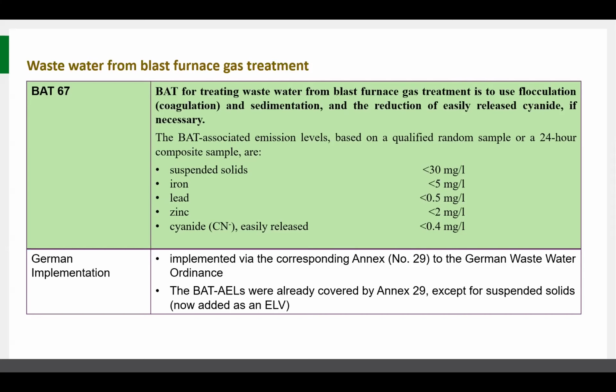We also address the wastewater from blast furnace, as it is also reflected in the OECD comparison report. So we have here for the wastewater from the blast furnace gas treatment several BAT associated emission levels. The techniques to be used are flocculation and sedimentation, and the reduction of easily released cyanides. So we have BAT associated emission levels for suspended solids, iron, lead, zinc, and cyanide.